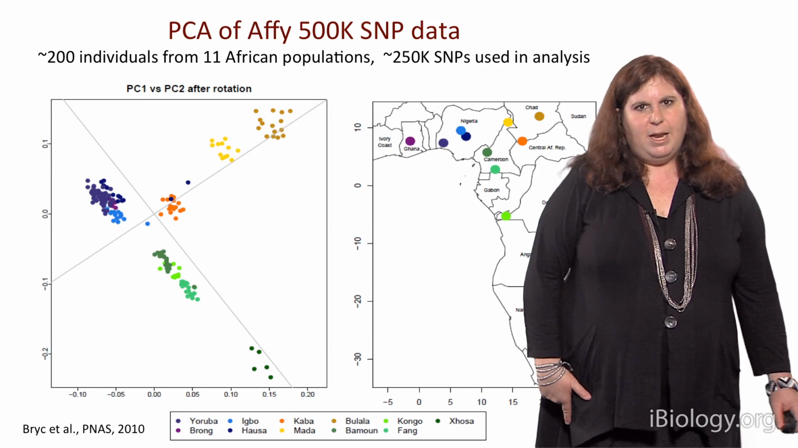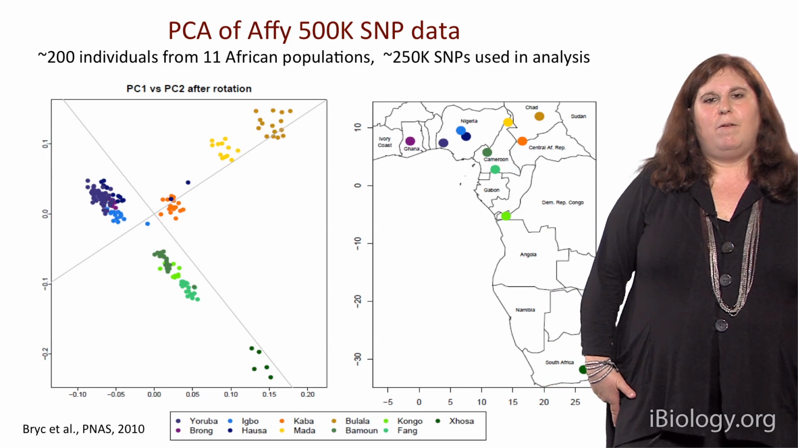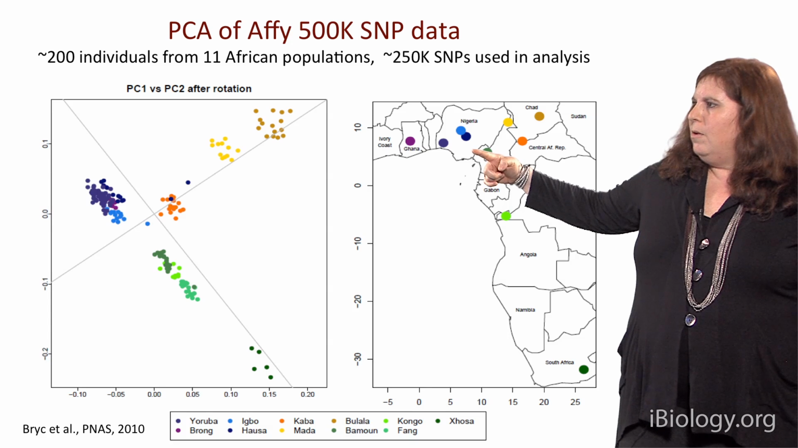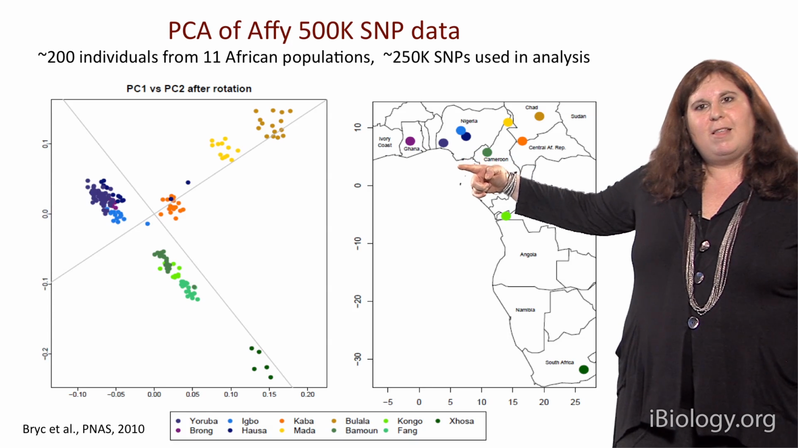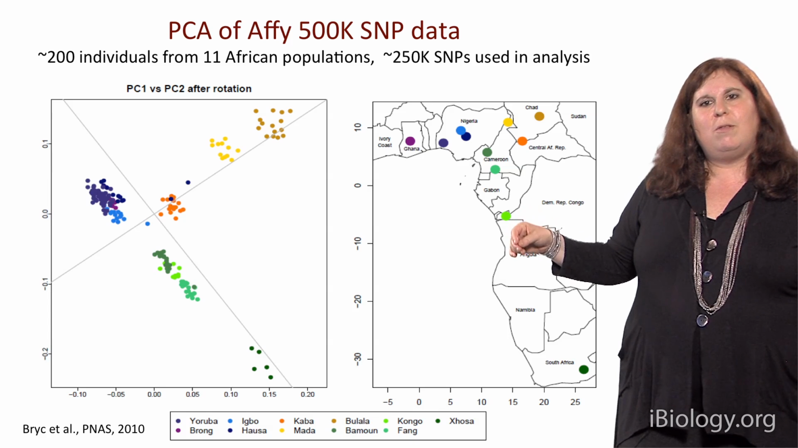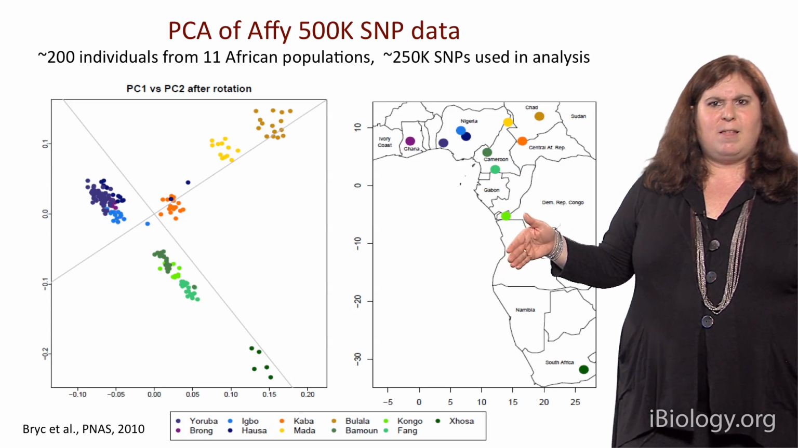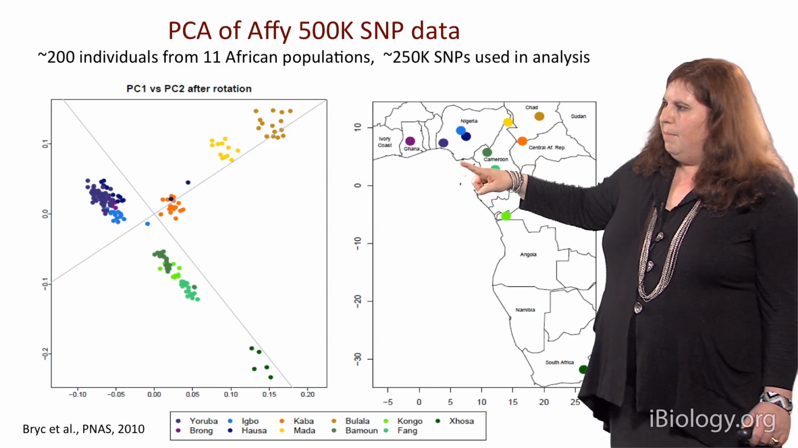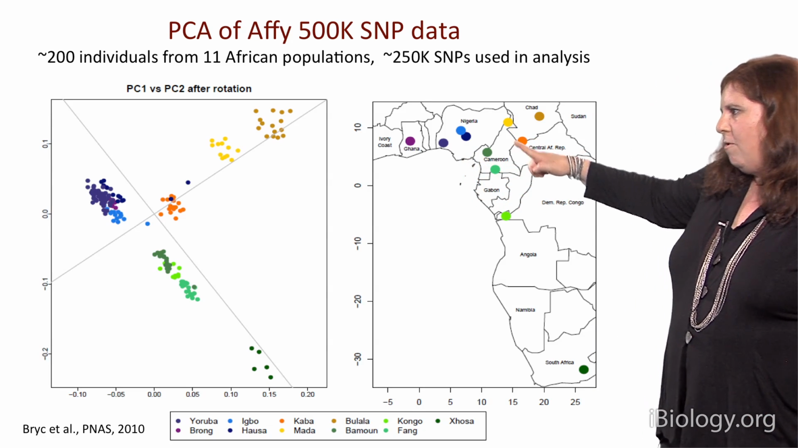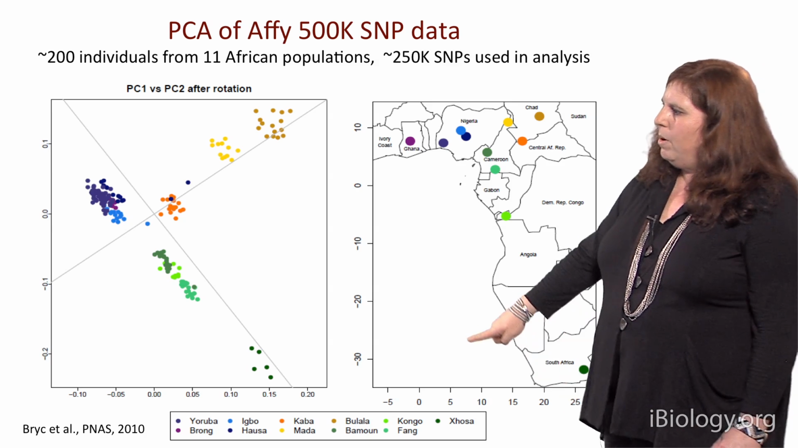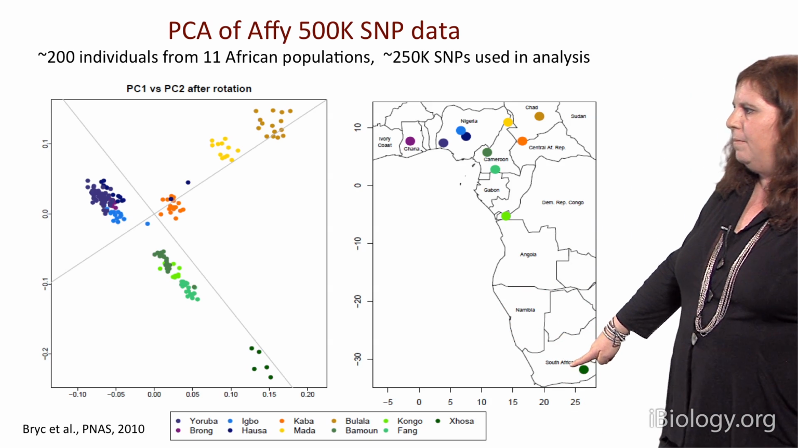I want to tell you about another study that I did with collaborators in which we looked at over 250,000 single nucleotide polymorphisms, or SNPs. These are just regions of the genome that differ at a single nucleotide. And we looked at them predominantly in Western populations along the coast of Africa, and one group from Southern Africa.